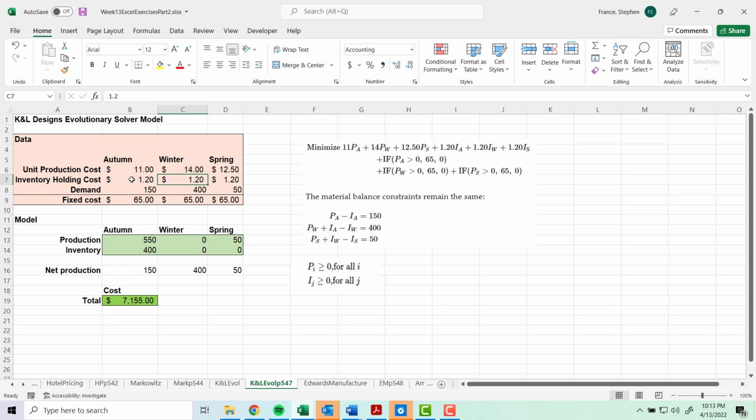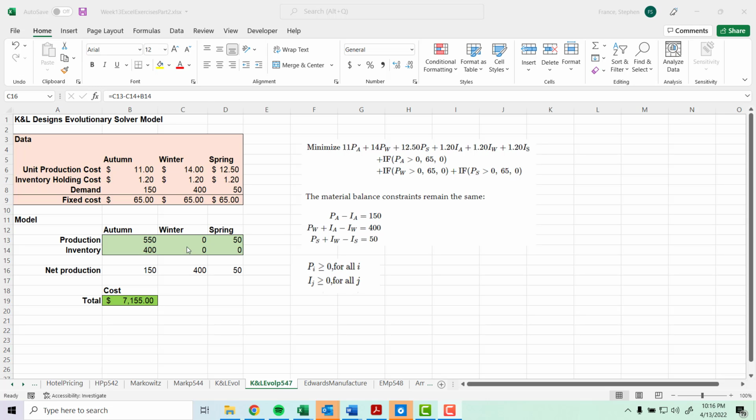Well, there is a holding cost. If we have excess inventory that we carry from period to period, it costs a certain amount a unit. And we have to satisfy the demand. We have a series of constraints where the net production, which is equal to the demand, is the difference between the production and the inventory. So say here we produce 550 and 400 goes to the inventory and 100 goes to satisfy demand.